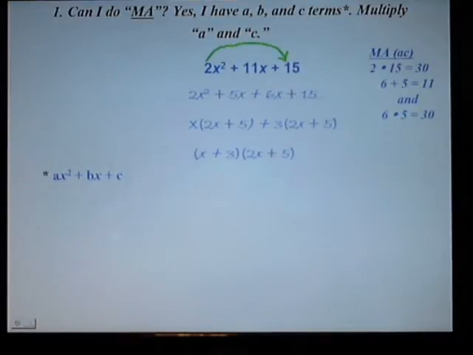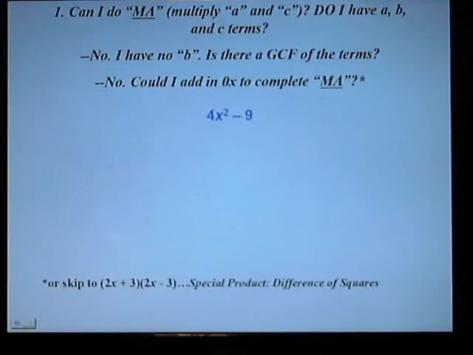On the second flip, we're going to go to the next one. It's a continuation of MA. I've got it called Difference of Squares. That's a special title for this. And we're going to continue the MA method.